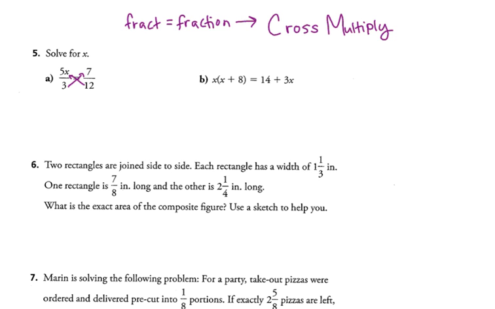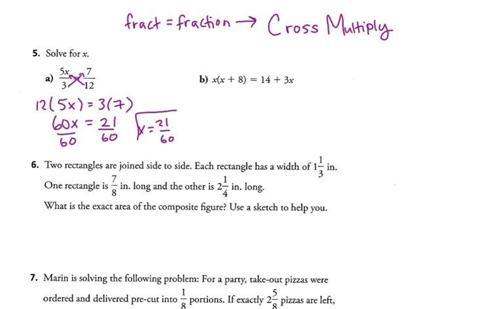So we'd have 12 times 5x equals 3 times 7. Whenever we have a fraction equal to a fraction. It doesn't work if you had a fraction equals a fraction plus something. It just has to be two equal ratios. Okay, 12 times 5x, what's that equal to? 60x. What's 3 times 7? 21, and then divide by 60. So x equals 21 over 60.